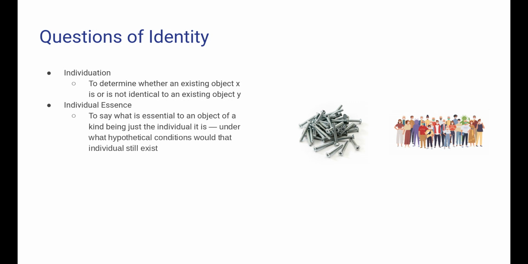Another set of questions has to do with individual essence, and that is to say what is essential to some object of a kind being just that individual it is. Under what hypothetical conditions would we say that that individual still would exist? For example, if we have a crowd of people, each one clearly has some individual essence, could be the memory or the brain or the soul of that person, and it cannot be changed, and we would still say that it is the same person that exists. But if we, on the other hand, had a heap of screws, they would be indistinguishable from each other. They would not have any individual essence. They would all be, so to say, just the same ones.